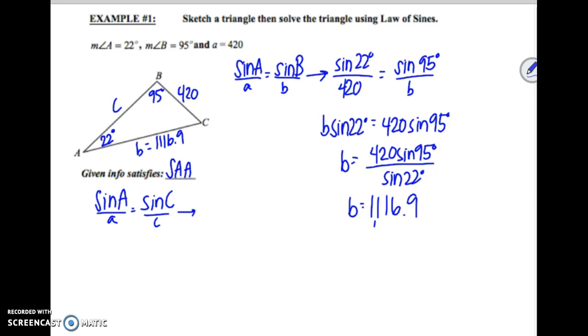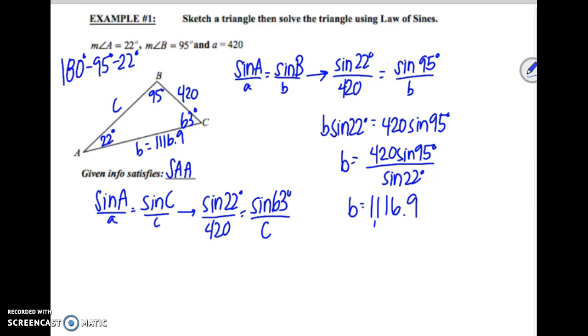We know that sine of A divided by A is sine of 22 degrees divided by 420. That's equal to sine of C divided by C. To find the angle for C, we take 180 minus 95 degrees minus 22 degrees, and that gives us an angle measure of 63 degrees. So the measure of angle C is equal to 63 degrees, so sine of 63 degrees divided by C.